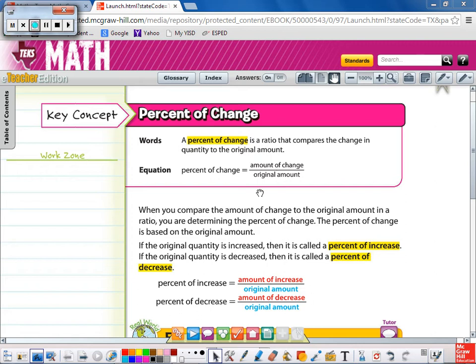Alright guys, today we're going to be talking about percent change. A percent of change is a ratio that compares the change in quantity to the original amount. Remember, when we're talking about a ratio, it's just another word for fraction.